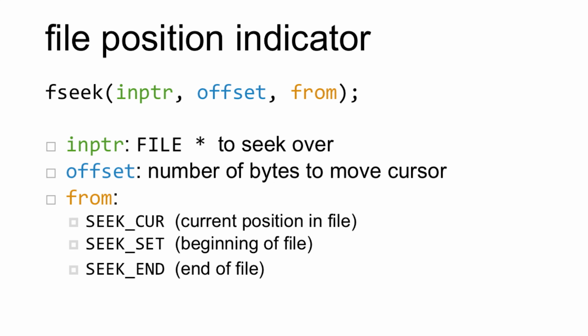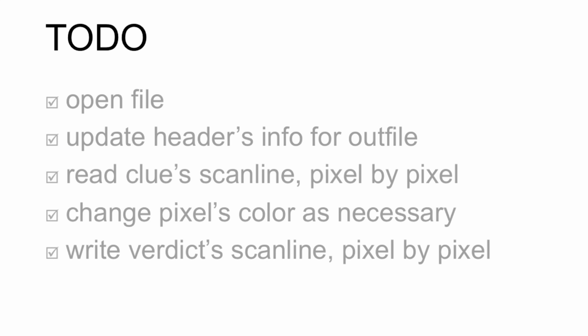The last thing that we need to talk about is the file position indicator. Whenever we're reading into a file, there's the file position indicator, basically like our cursor, that keeps track of where in the file we are. So if we ever want to move that cursor, then we use the fseek function, which takes the file pointer that we're seeking over, the number of bytes to move that cursor, and then whether we are moving relative to the current position of the file, the beginning of the file, or the end. So again, very useful to understand this function by going into copy.c, seeing where that function is called, and understanding why.